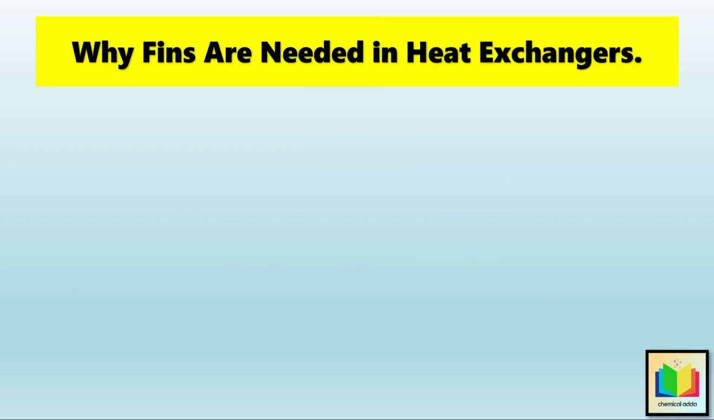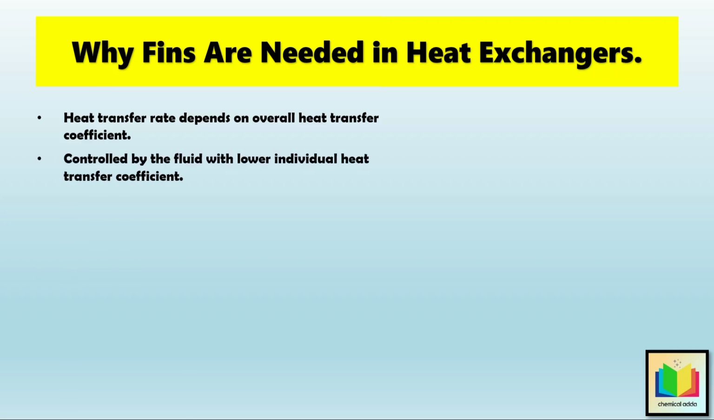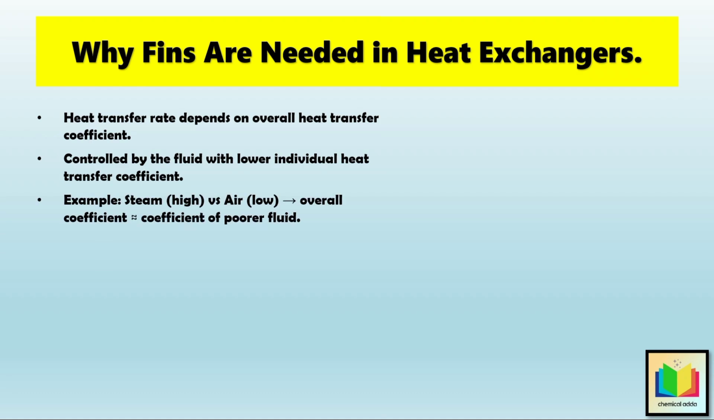So, as we know, when two fluids are brought into contact in a heat exchanger, the rate of heat transfer depends on the overall heat transfer coefficient. But this overall coefficient is not an average of the two sides. It is strongly controlled by the fluid that has the lower individual heat transfer coefficient. For example, if one fluid has a very high coefficient, like steam, and the other has a very low coefficient, like air or a viscous liquid, then the overall coefficient will not remain high. Instead, it will drop down and become almost equal to that of the poorer fluid.